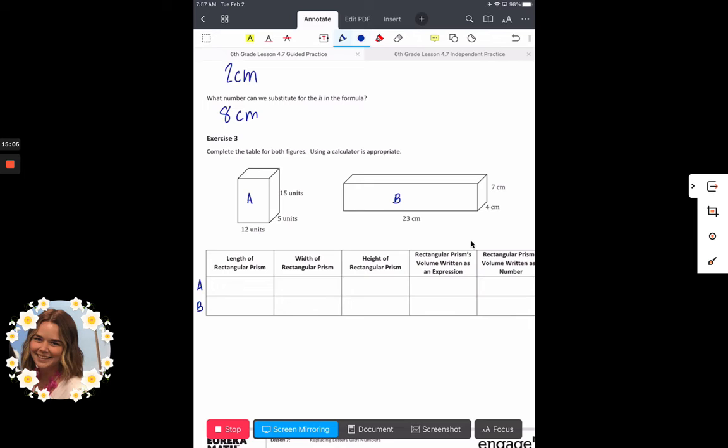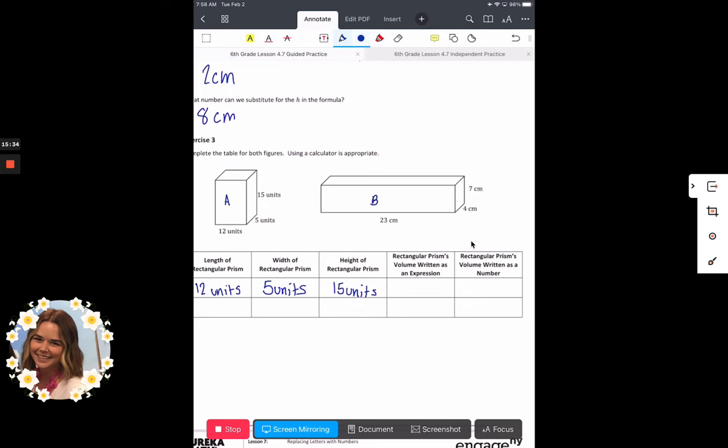Alrighty, let's take a look here. So for our shape A, our rectangular prism A, the length of our rectangular prism, I'm going to say is 12 units. The width, I'll say is 5 units. And our height, I'll say is 15 units. And our volume written as an expression, length times width times height. And then we can write it as a number.